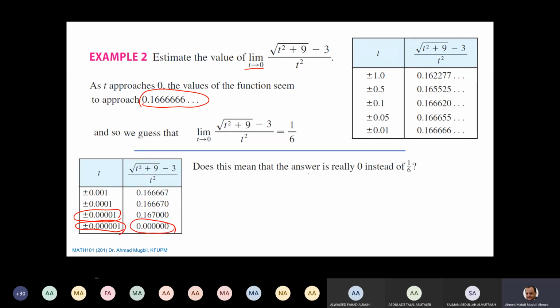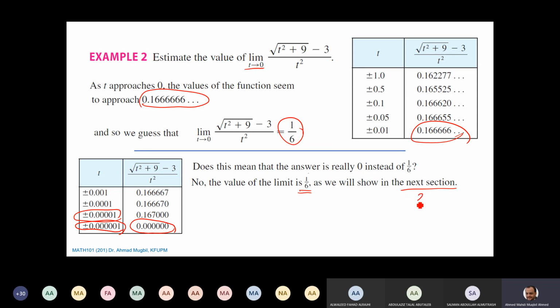So now you need to ask yourself, does this mean that the answer is 0 or 1 over 6? Which answer is correct? You will be confused. You cannot decide in such a case. This is why numerical calculation is not always accurate. You need to use algebra to be 100% sure about the limit. Indeed, the value of the limit is 1 over 6, as we will see in the next section.